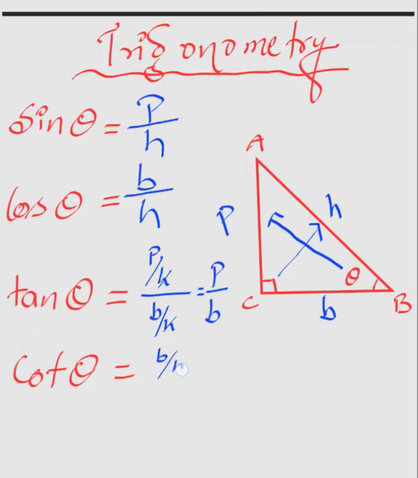And cos theta by sine theta is always cot theta. So this and this are cancelled, leaving b by p. From here you can remember two formulas. Tan theta is equal to sine theta by cos theta. Cot theta is equal to cos theta by sine theta.